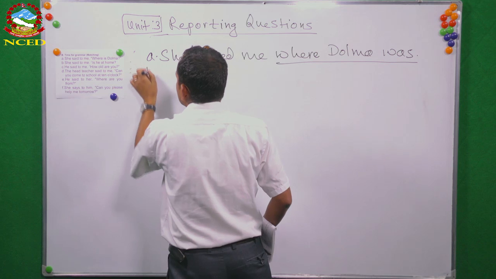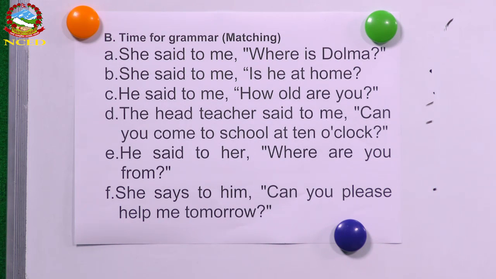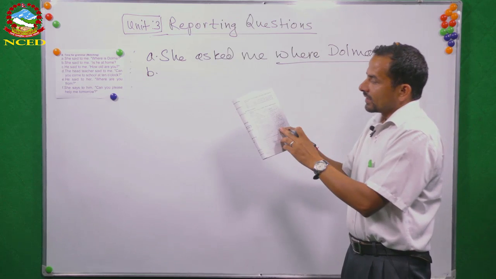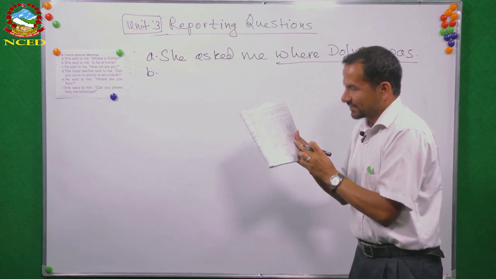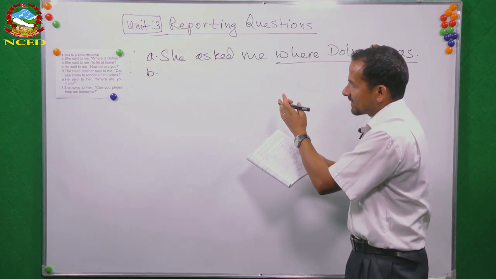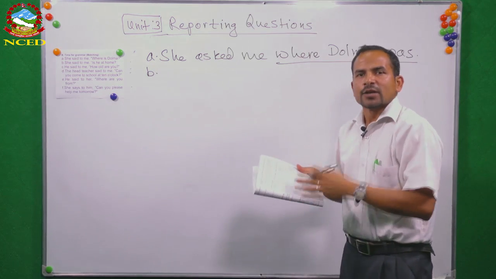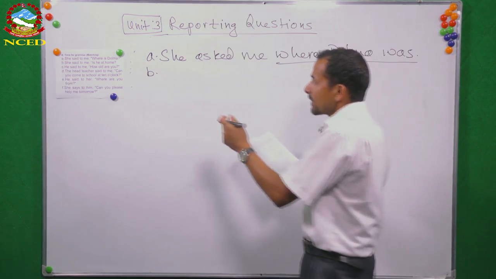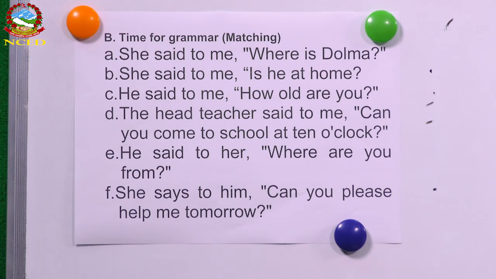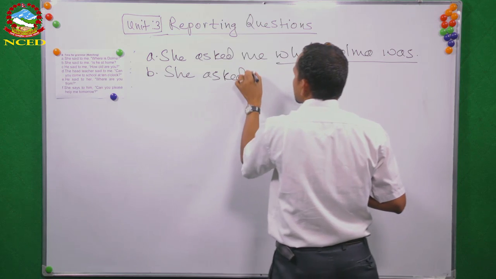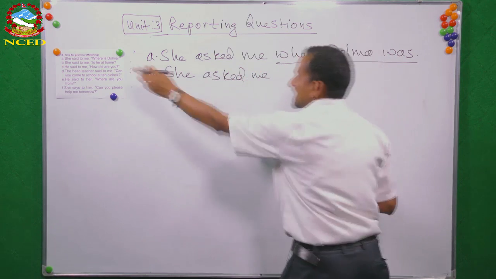Number B. So let's see. So where is that sentence? A. She asked me where Dolma was. It's on column B, the last. And you try to match that, right? But now you just look at the things that I'm doing here so that you'll be able to learn too, right? Again, the same thing. She said to me is she asked me, because we are trying to report questions. She asked me, right? Is he at home?